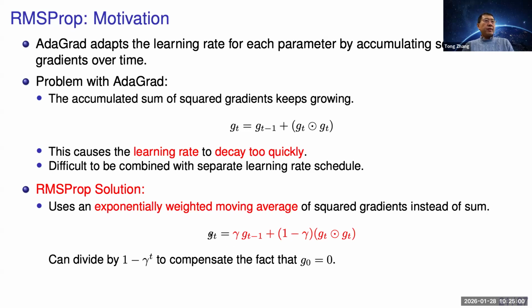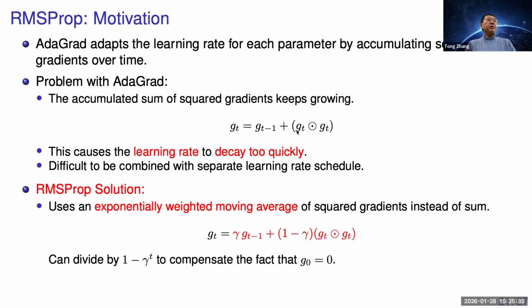Essentially, what we really need is to do a weighted average, right? This gamma plus 1 minus gamma will be a weighted average. Once you use a weighted average, this one doesn't grow, right? The right hand side grows linearly, while at the bottom it doesn't grow. It basically stays constant with respect to t. And this is useful. Once it stays constant, you can apply a separate learning rate schedule without affecting it.